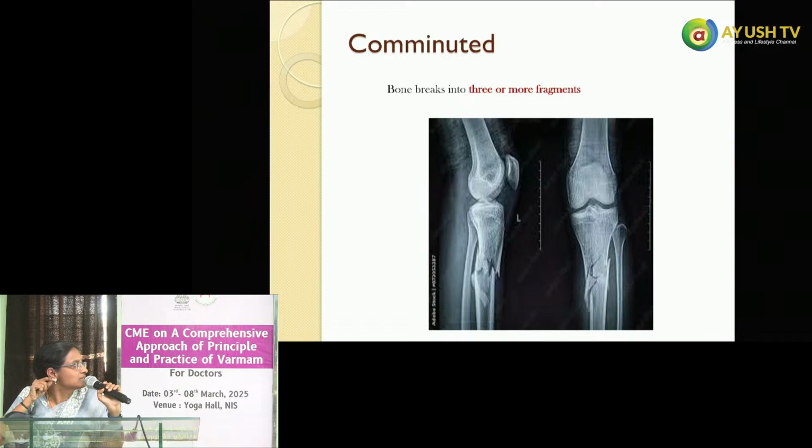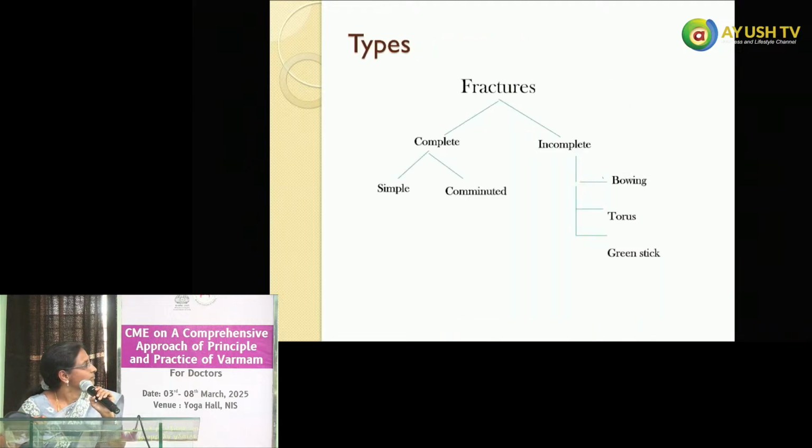So this is AP lateral view of knee joint with distal femur, tibia, fibula. In the tibia bone, multiple fracture lines are seen. So if the fracture lines have broken the tibial bone, that area, into more than 3 fragments, this kind of a fracture we call a comminuted fracture. So complete has 2 categories: simple, comminuted.